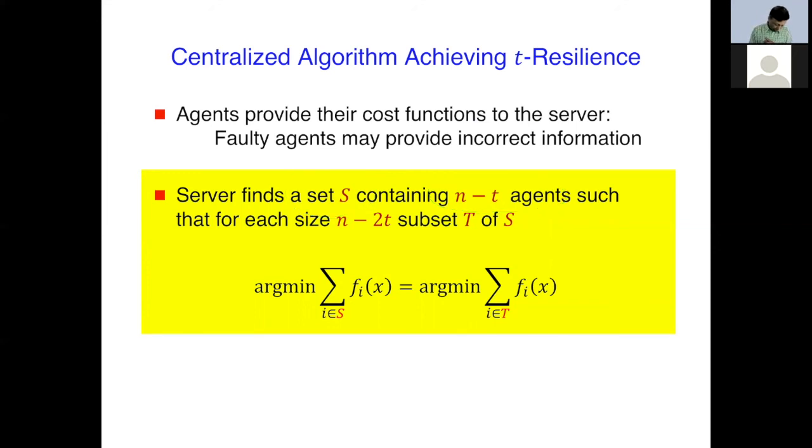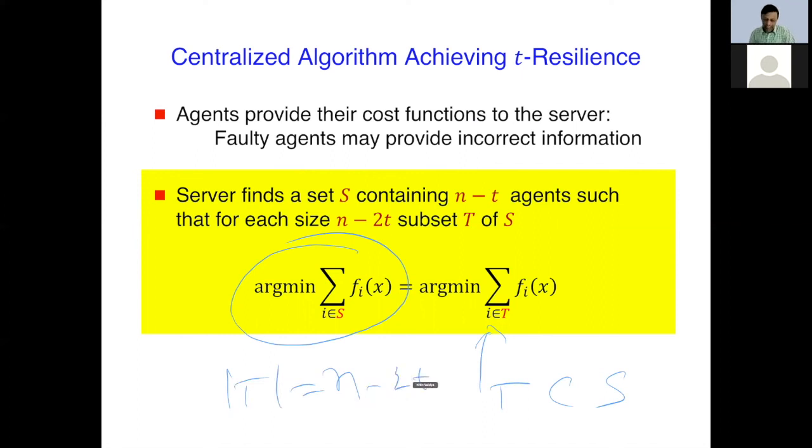And this is the argmin of the summation of cost functions over that set S. And then I'm going to check for every subset T of set S, where T has size n minus 2t, 2 times the number of faults that we want to tolerate. I'm going to check that this equality is satisfied.